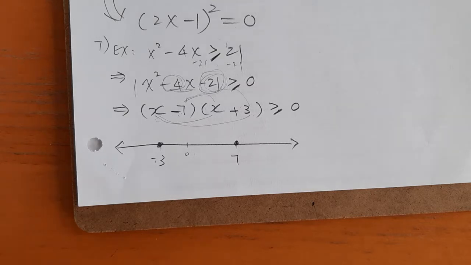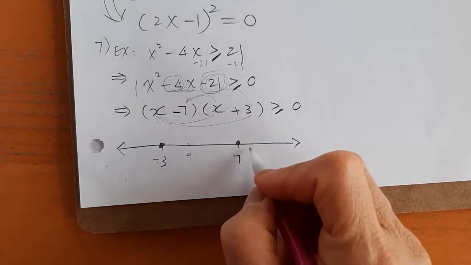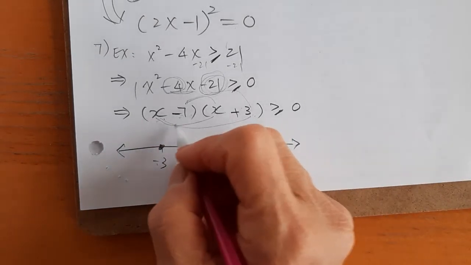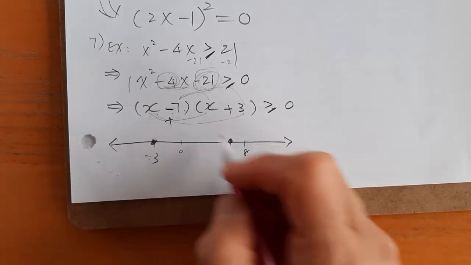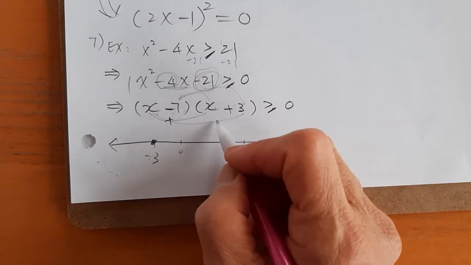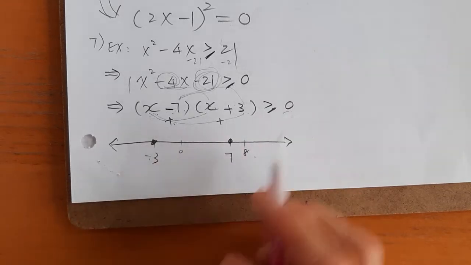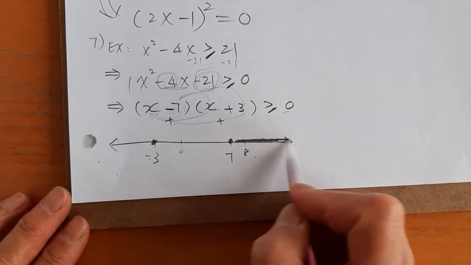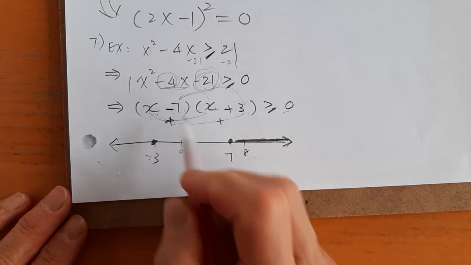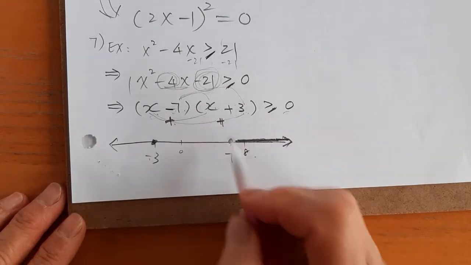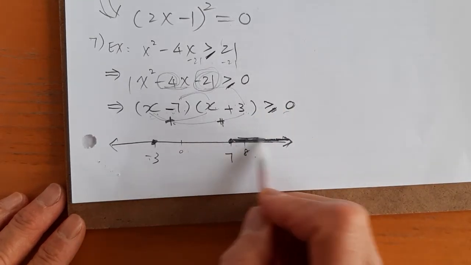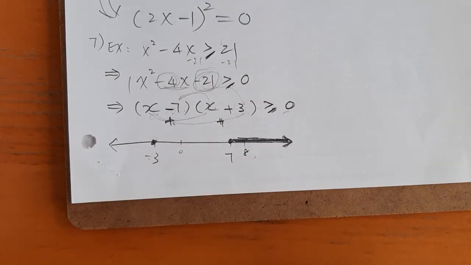And you can choose a point to the right of 7, like 8. You plug in: 8 minus 7 is positive, and 8 plus 3, which is 11, is also positive. Positive times positive is positive. So any number greater than 7, you plug it in, minus 7 is positive, plus 3 is also positive, multiplying together is positive, greater than 0. So this is a solution. Greater than 7 is a solution.